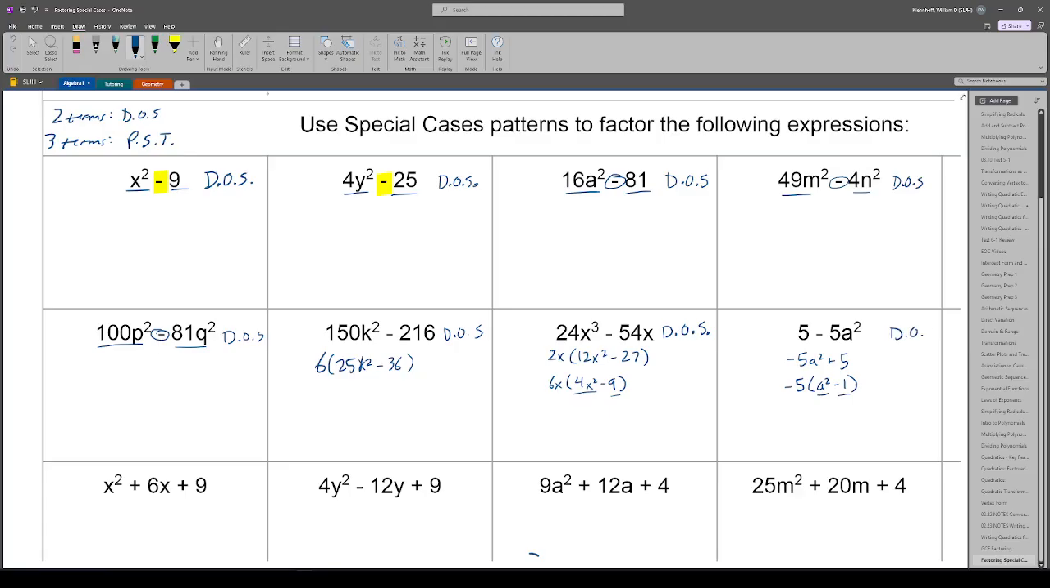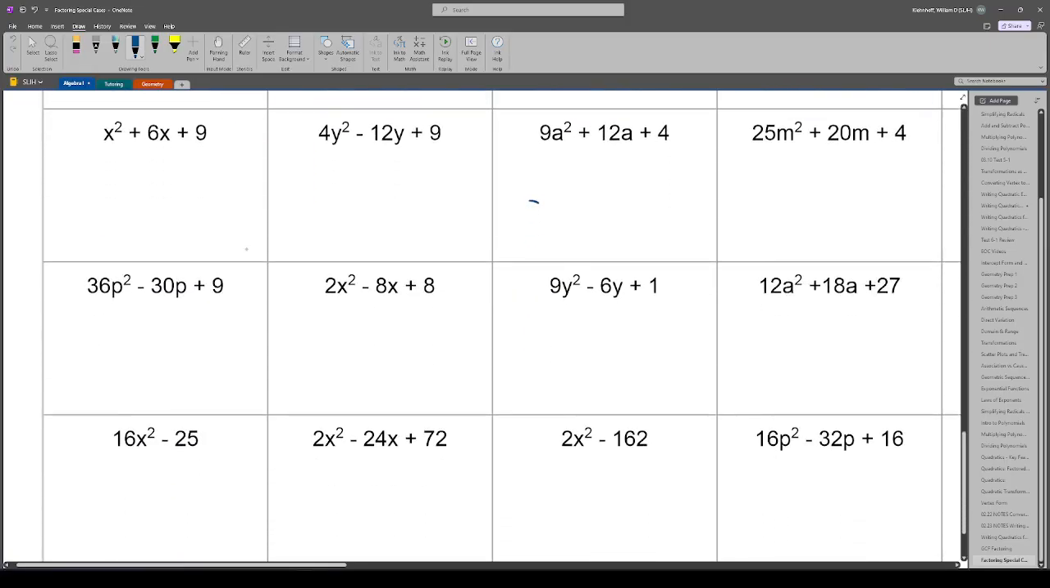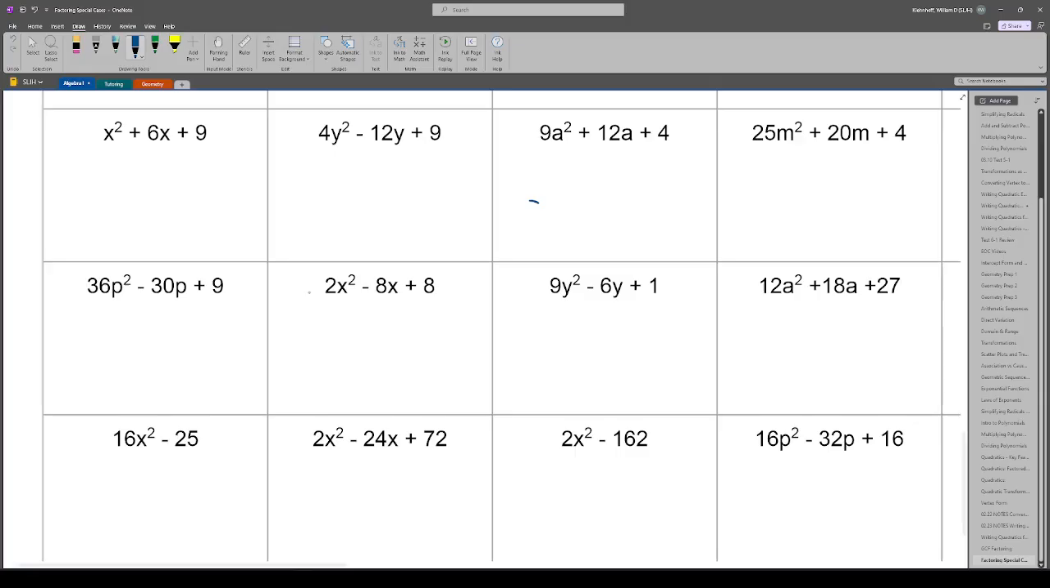This one is a difference of squares. These ones are all trinomials. Well, not all. The next 8 are all trinomials, so we'll be looking for perfect square trinomials. So we see x times x, 3 times 3, and then we ask, is this 2 times x times 3? Yes, it is. So this is a perfect square trinomial.